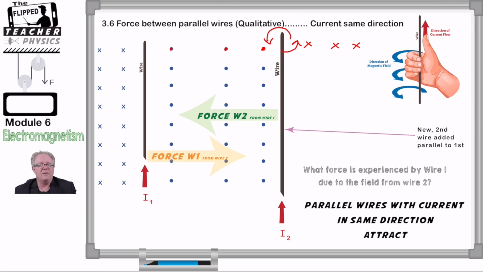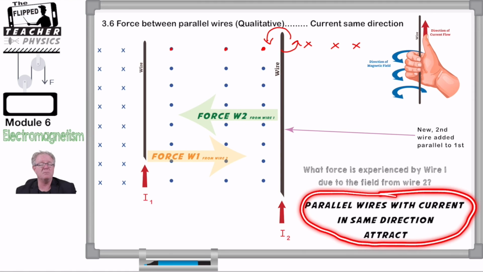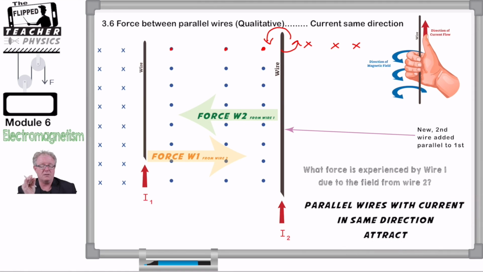So what have we just done there? Well, we have used our understanding that around each wire we have fields. Those fields cause a force on the other wire, and when we look at each individual wire, we've just shown that the force is going inwards. And so overall, parallel wires with current in the same direction attract each other.